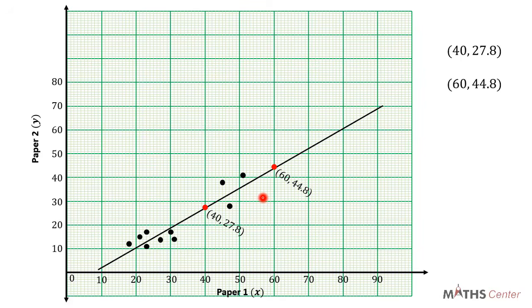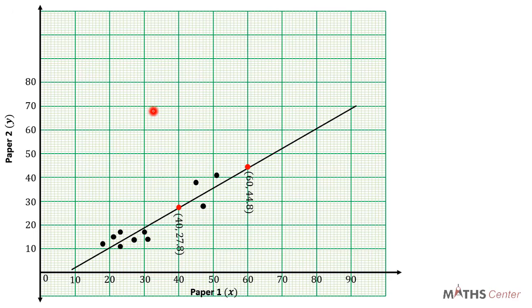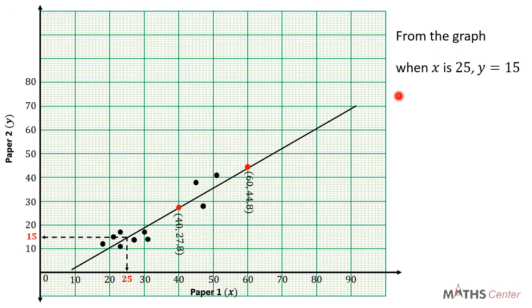Let's look at the last part of the question. It says that from your graph, determine (i) the value of y when x is 25, and (ii) the value of x when y is 30. For the first part, it says we should find the value of y when x is 25. So you look for 25 on the x-axis, then trace it to meet the line, and from where it meets the line, trace it to meet the y-axis. Then we will read the value there. When I read the value on my graph, I'm getting 15. So it means that from the graph, when x is 25, y is 15.